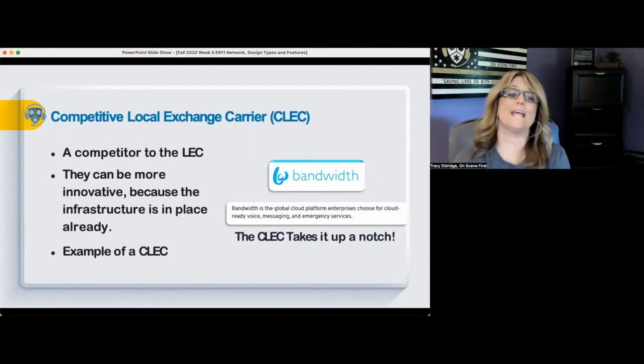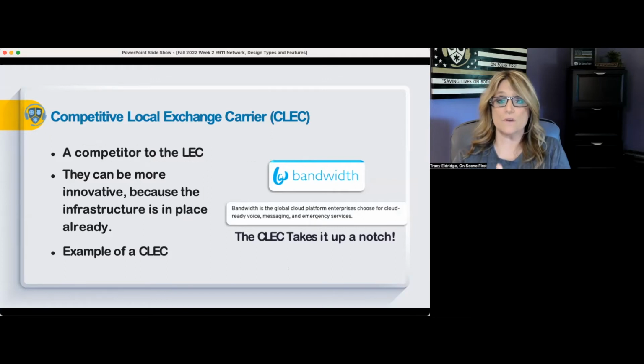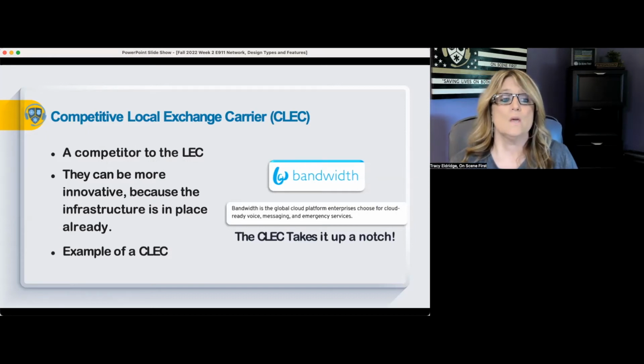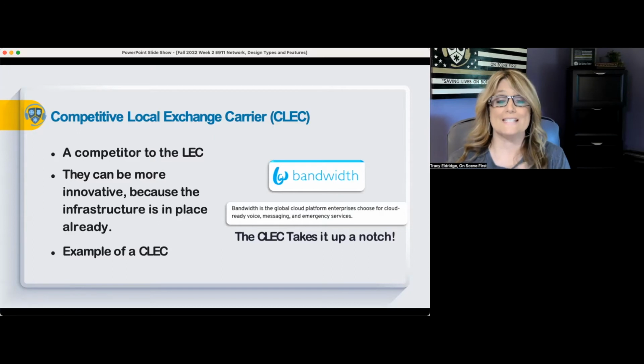Then there is something called a competitive local exchange carrier, a CLEC. A CLEC is a competitor to the LEC. Basically, it's like a level up. It takes it up a notch because the LEC is only going to be able to send very minimal data. A lot of times it's just voice. But the CLEC, an example of a CLEC being Bandwidth. Maybe you've heard of Bandwidth. I'm just using them as an example. Bandwidth can be more innovative because the infrastructure is in place already.